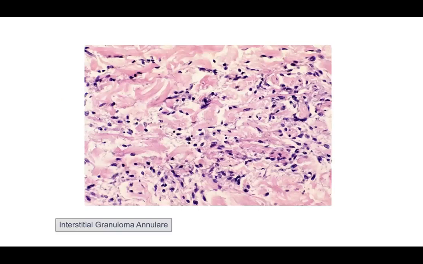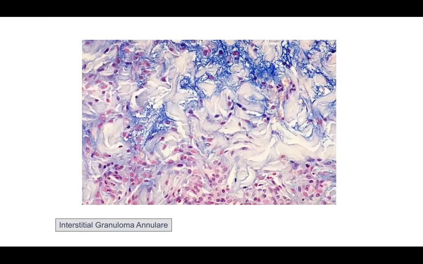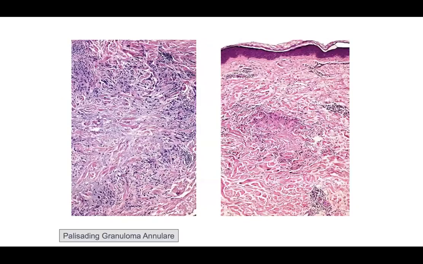Interstitial granuloma annulare, again, can be highlighted with the mucin to show you that you have an increase in the mucin there. Just another example of increased mucin here. Palisading granuloma annulare, that's the variant we're used to seeing, and we showed you an example of that.